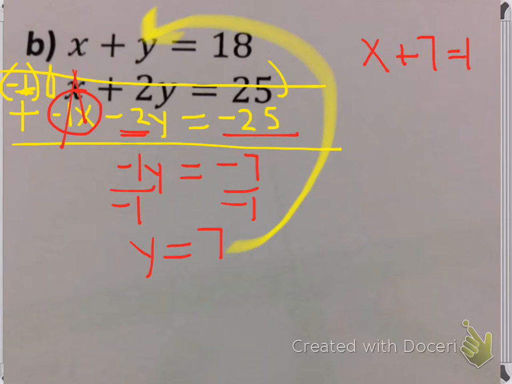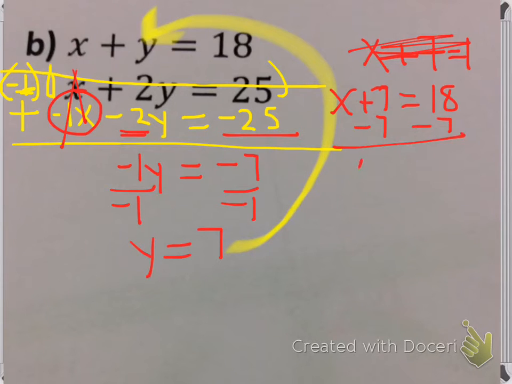Oh my goodness, I keep messing up over here, not letting me write. So let me move this. X plus 7 equals 18. I'm going to subtract the 7 to the other side, and I get x equals 11. So just like before, my answer is in an ordered pair, x comma y, so 11 comma 7.